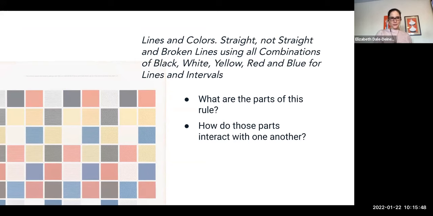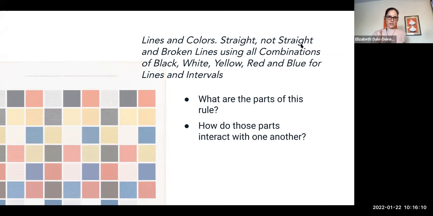So the title of this work, which you can now see appears at the top of the print, is Lines and Colors, Straight, Not Straight, and Broken Lines using all combinations of black, white, yellow, red, and blue for lines and intervals. So that's it. That was the set of information that dictated the creation of this artwork.